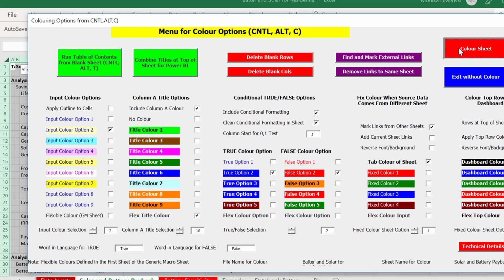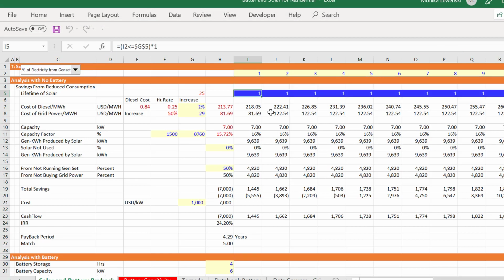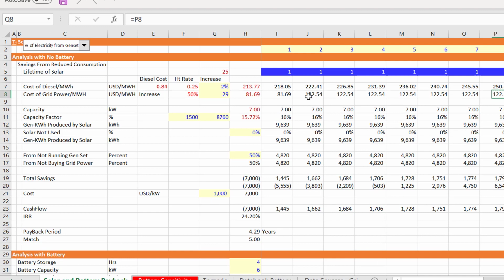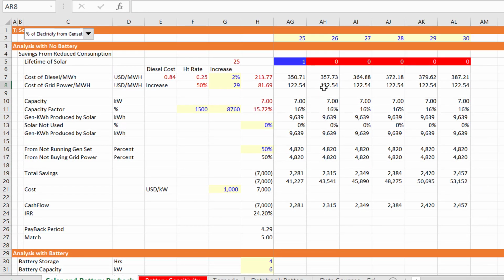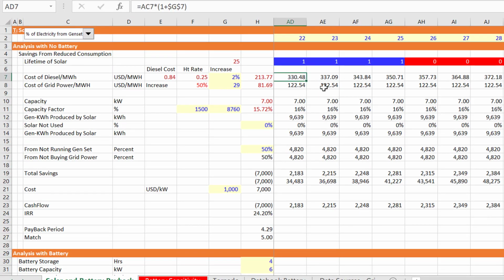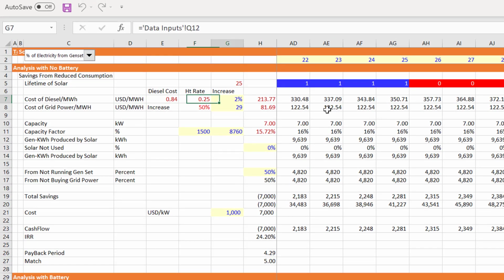It doesn't automatically do that because the conditional formatting is really tough to program. Well, not that tough for somebody good, but tough for me. Okay. And now the next thing is we'll put the cost of the grid power in.